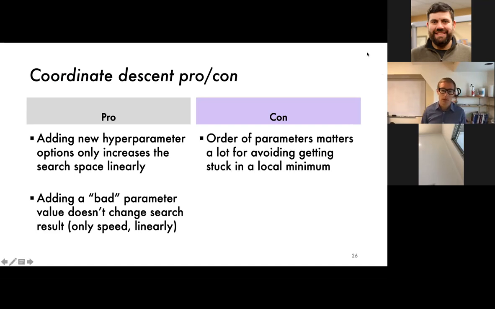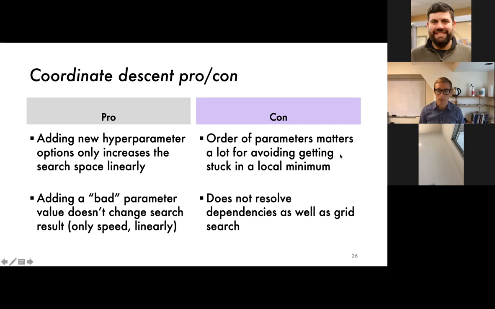The con is that the order of those parameters matters a lot for avoiding getting stuck in a local minimum, because we're not exploring the grid of all combinations. So choosing the order of hyperparameters to explore can have a big difference on the outcome. So it doesn't resolve dependencies between hyperparameters as well as grid search, because it doesn't try all of the possible combinations like grid search does.